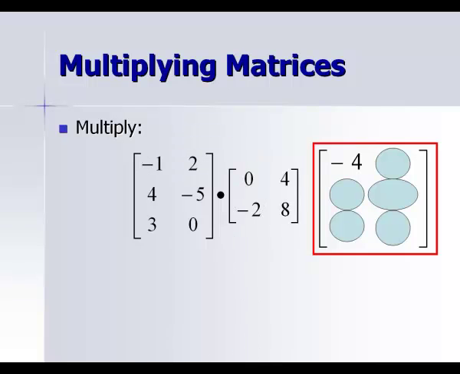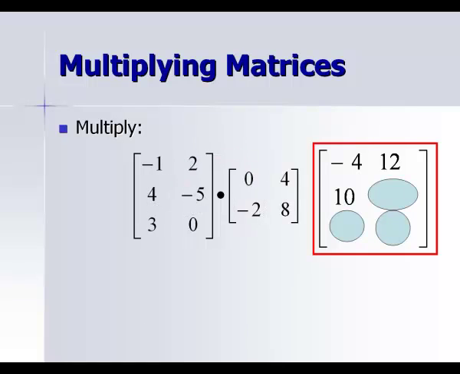Now, I do the first row by the next column. -1 times 4 is -4. 2 times 8 is 16, and when I add -4 and 16, I get 12. 12 goes in the second spot of my answer matrix. Move on to the second row, multiply it by the first column. 4 times 0 is 0, -5 times -2 is 10, 0 and 10 added together is 10. That goes in the second row, first column of our answer matrix.